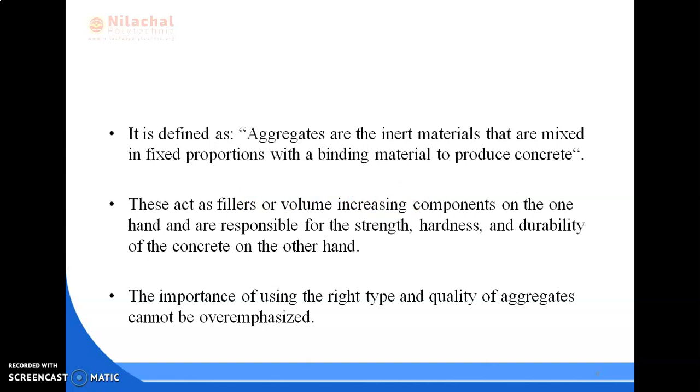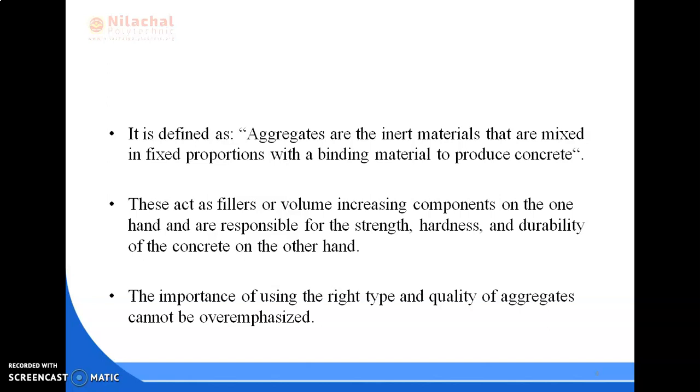So first we are going to study details about aggregate. So let us discuss what is aggregate. Aggregates are the inert materials that are mixed in fixed proportions with a binding material to produce concrete. Aggregates are inert materials, that means they cannot react with other materials present in the concrete mixture. They also act as filler material or volume increasing components on the one hand, and are also responsible for the strength, hardness and durability of the concrete on the other hand.